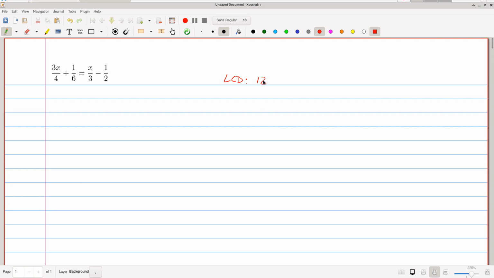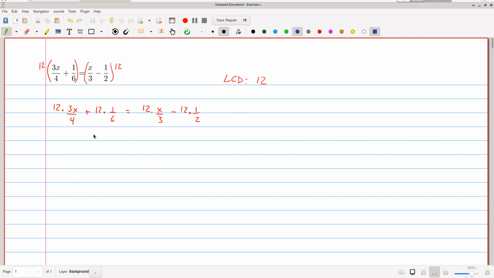Right? This number is big enough that 4 goes into it evenly, 6 goes into it evenly, 3 goes into 12 evenly, and 2 goes into 12 evenly. So what I want to do is multiply both sides of the equation by the common denominator. When we distribute this through, we now have 12 times 3x over 4 plus 12 times 1/6. And on the right, we have 12 times x over 3 minus 12 times 1 over 2.